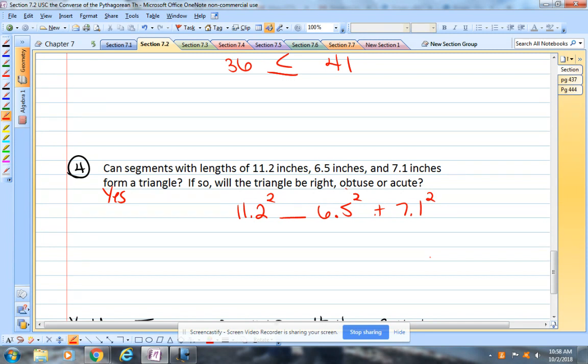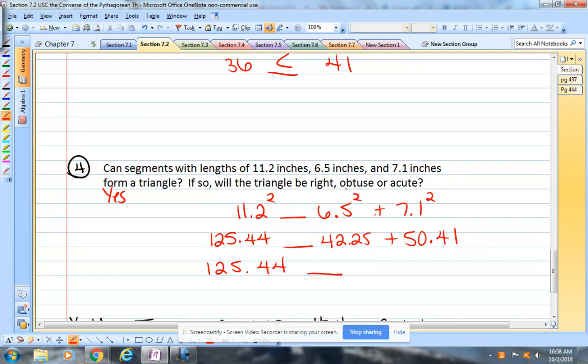What's 11.2 squared? Yeah, there's only 2 decimal places. Go ahead and don't round that. Just give me all of it. 6.5 squared. Lots of calculators not getting used right now. 42.25. And what is 7.1 squared? Yeah, I'm getting 50.41. And then I add those two together. 125.44 over here.